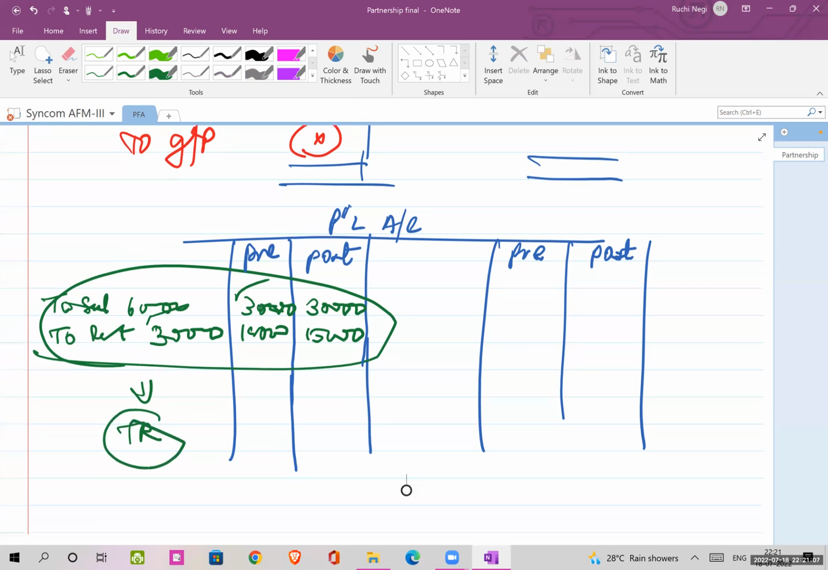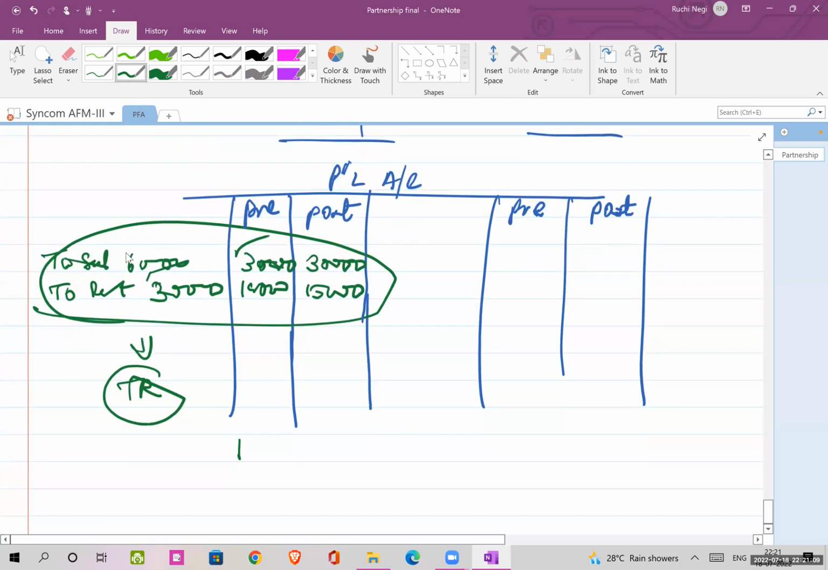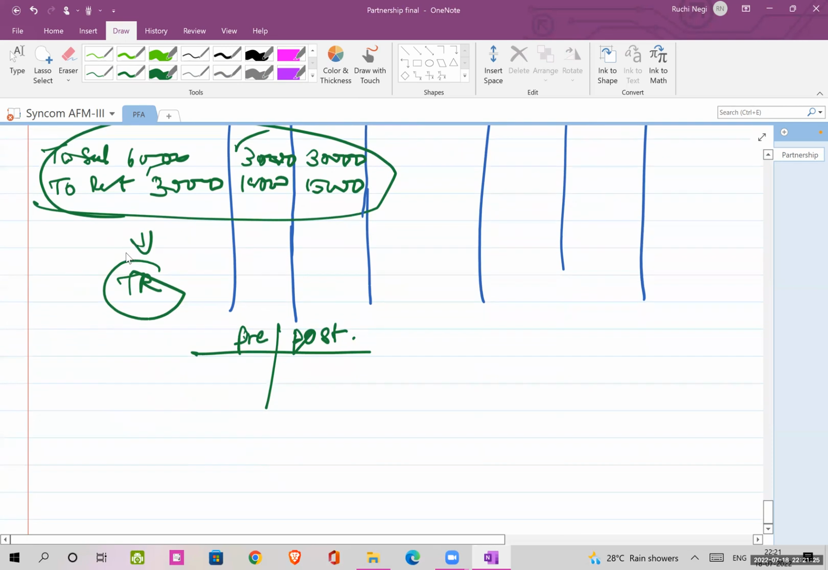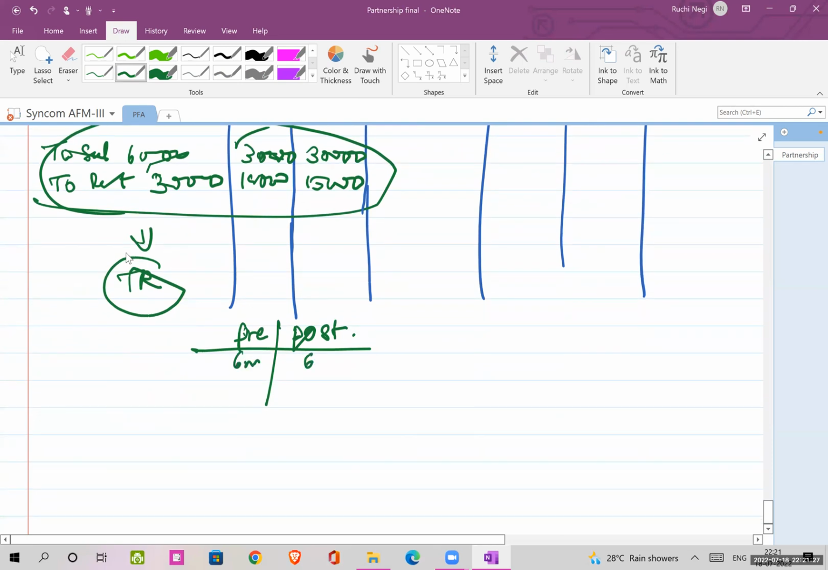And how will you calculate your time ratio? You will calculate your time ratio based on pre and post period. Simple as that. It will be distributed in the ratio of pre and post period. So in this case, I took 6 and 6. It could be opposite also.